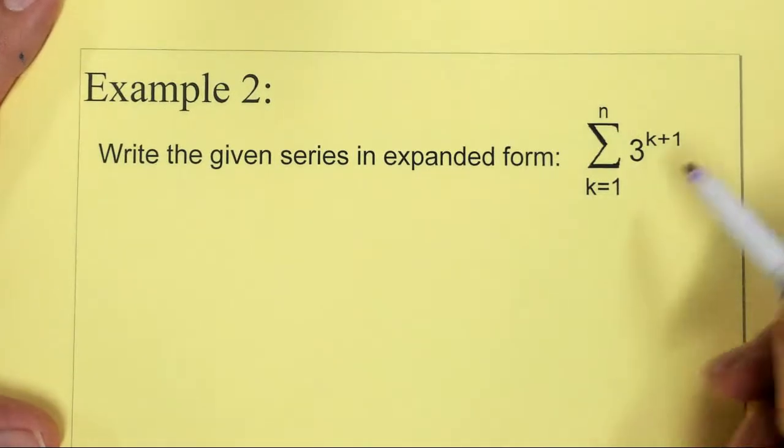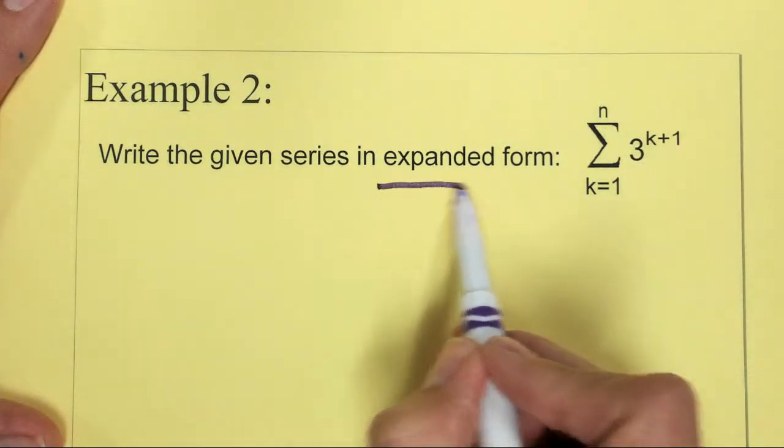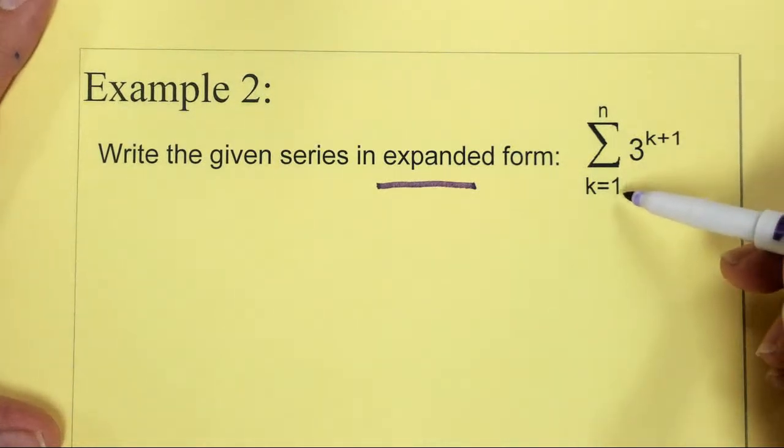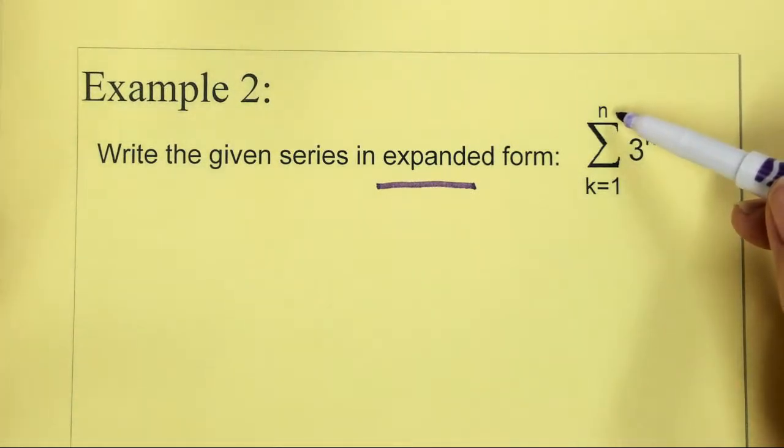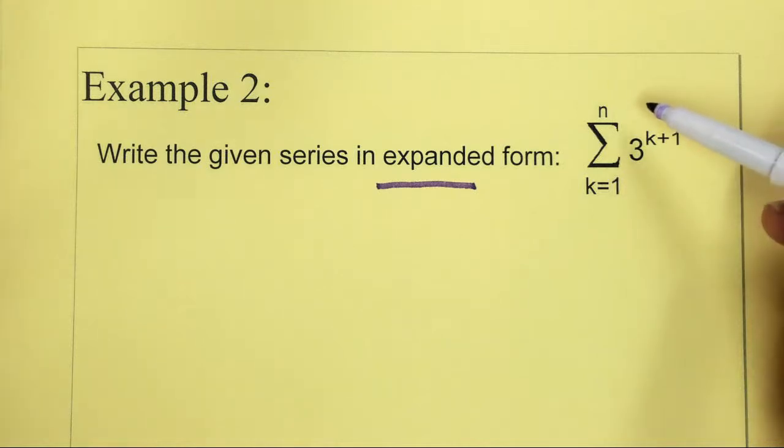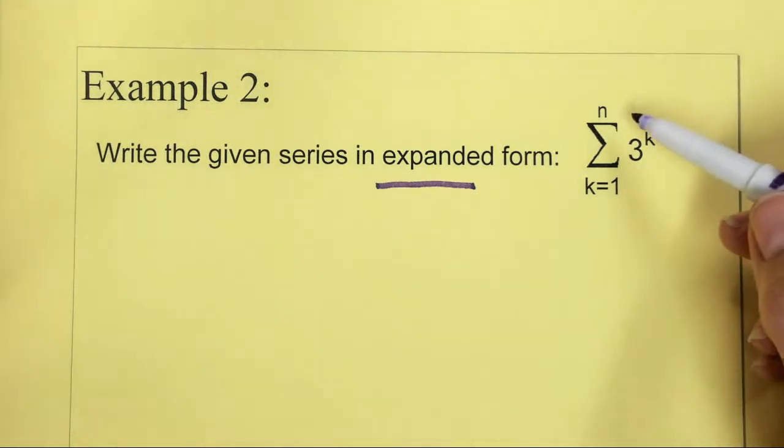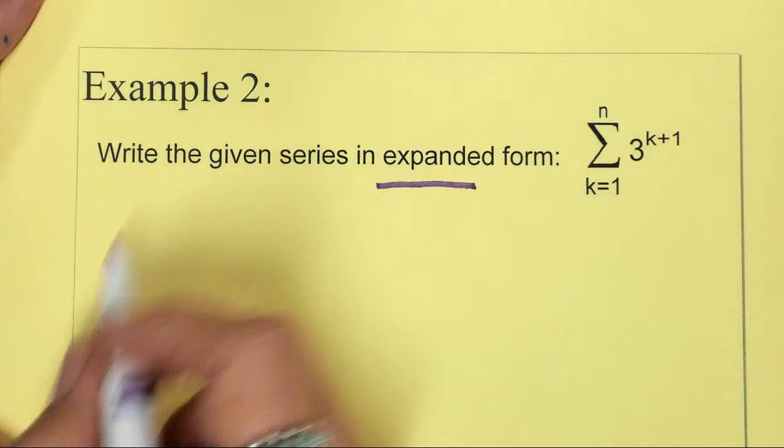Example 2. They want me again to expand the series as k starts at 1 and goes to n. Well, n is not a given number. It means it can be anything I pick. And I'm going to pick right now, n is going to be infinity.